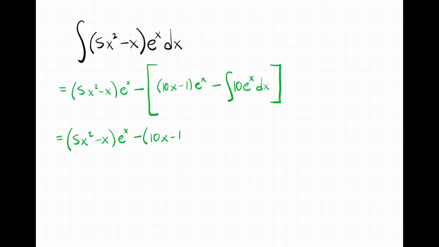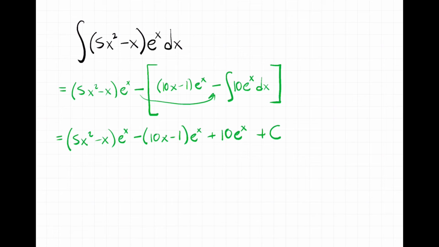10x minus 1 times e to the x, minus a negative, so let's make that a plus. The integral of 10 e to the x dx, well, that's easy. That's just 10 e to the x. And of course, this is an indefinite integral, so we have to add a constant. This is our answer. We could write the solution right now. We could put a box around it and be done.